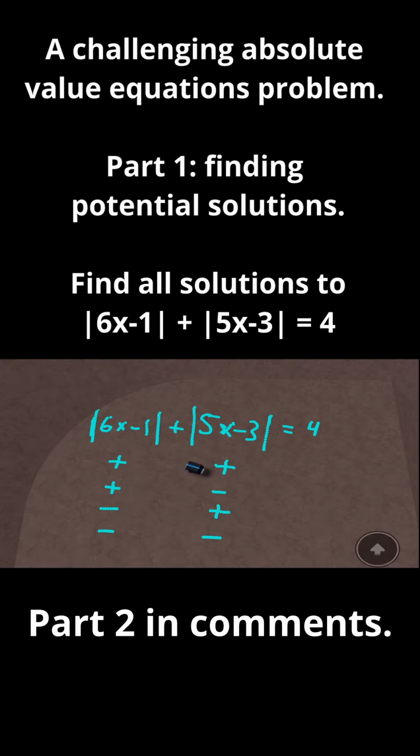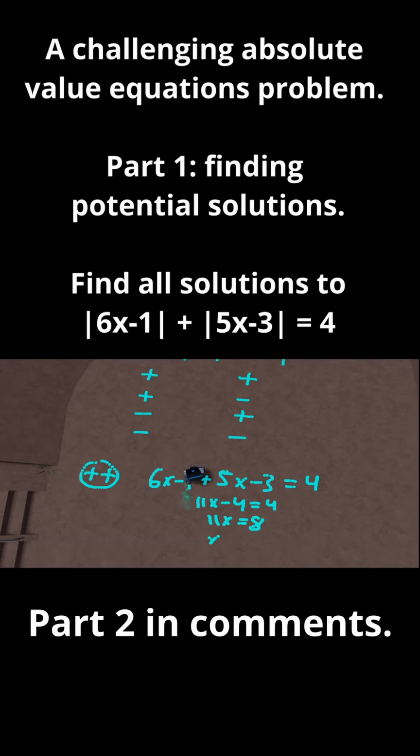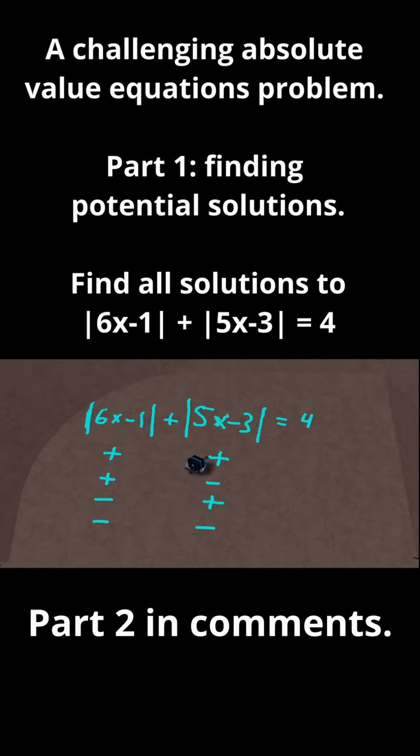I'm first going to consider the case where both 6x minus 1 and 5x minus 3 are unchanged, the positive case. I'm going to write down plus plus. So here we have 6x minus 1 plus 5x minus 3 is equal to 4. I'm just going to quickly solve this. This is 11x minus 4 is equal to 4. If I add 4 to both sides, that's 11x equals 8. And that gives me x is equal to 8 over 11. So first I'm going to erase all this here, and I'm going to write 8 over 11 next to the plus plus case. That's one solution to test out.